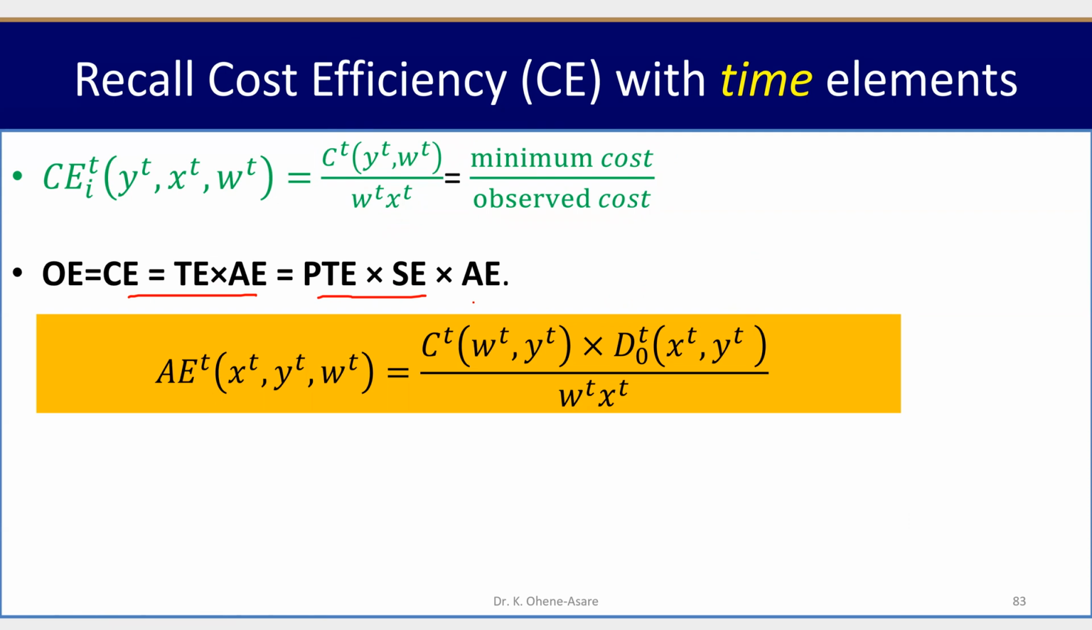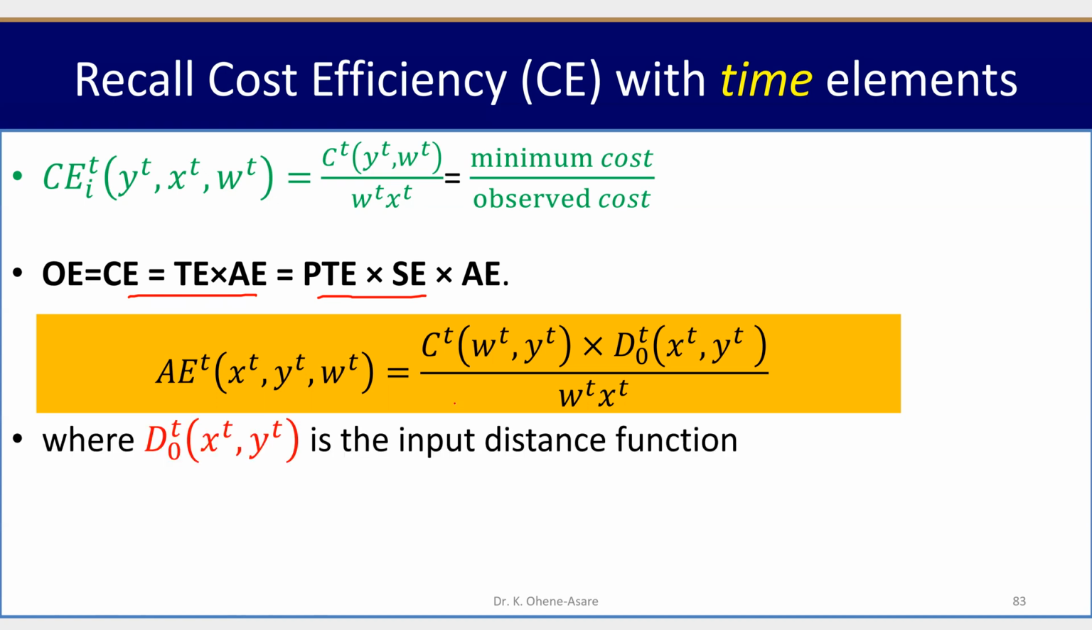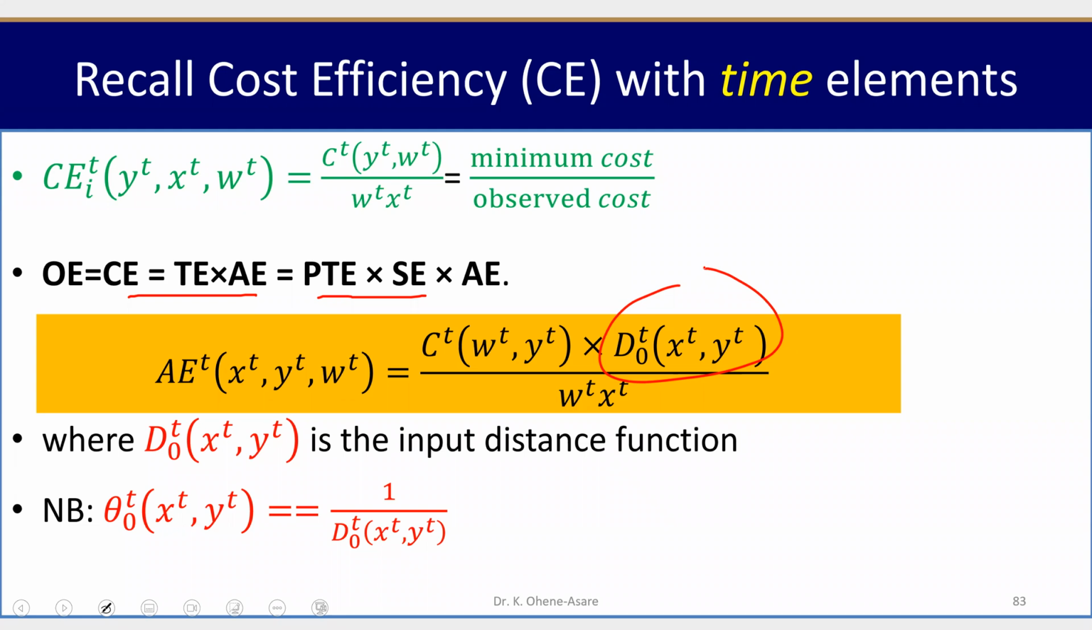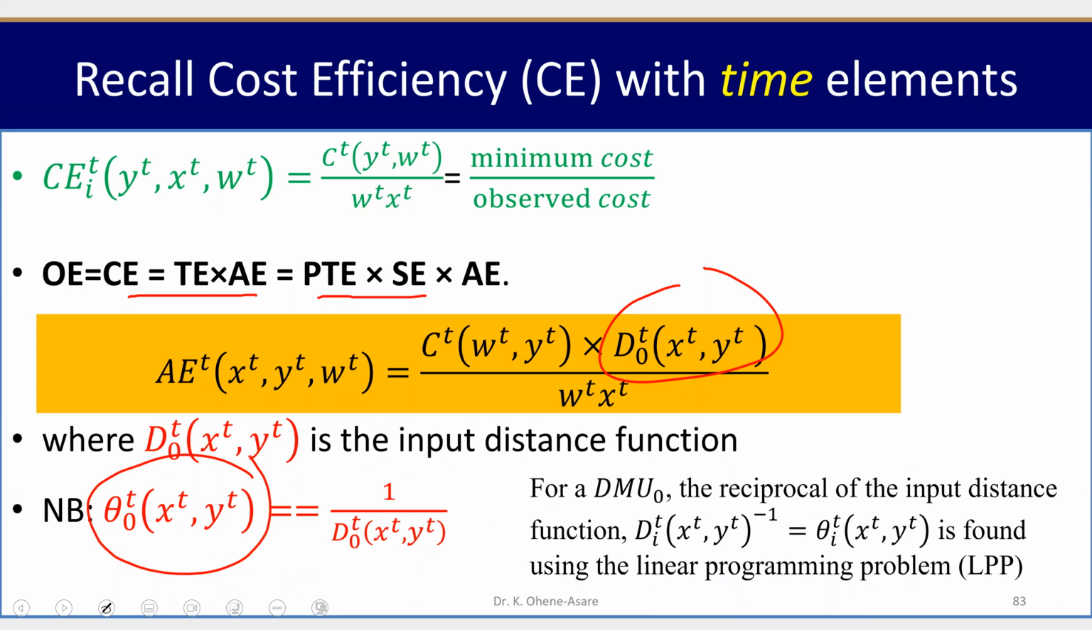Therefore, we can use the principle of change of subject to find allocative efficiency, because allocative efficiency is simply going to be the cost divided by the technical. All right. But we can use distance function for this. And when you're using distance function, remember that the distance function is just a reciprocal of the efficiency scores. So if this is the technical efficiency score, input technical, then its reciprocal is a distance function.